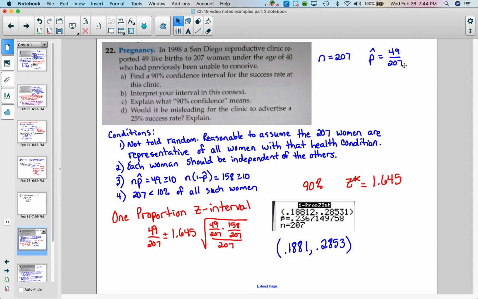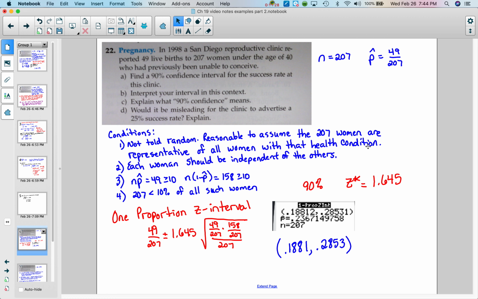So my conditions: I'm not told that it's random. However, it seems reasonable to assume the 207 women are representative of all women with that health condition. Now, it wouldn't be right to say representative of all women, because these are women who had previously been unable to conceive. So you need to make sure that you specify something like that. The next thing I said was each woman should be independent of the others. There's no reason to believe that would be untrue.